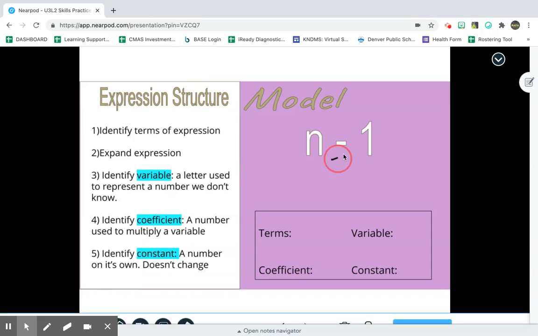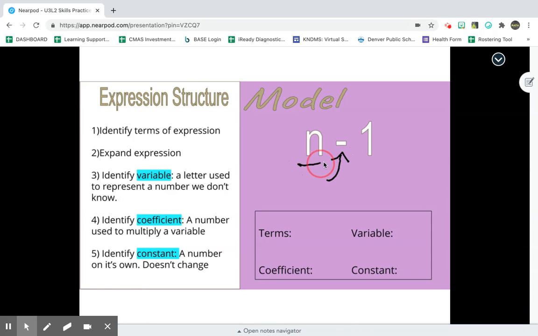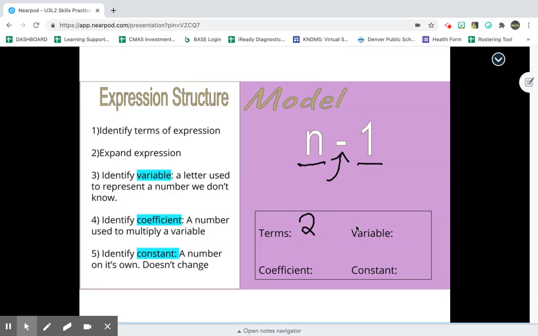As you can see here, here's my operator, my subtraction symbol. Well, what am I subtracting? Well, I'm subtracting this n and this 1. So notice how I underline my terms. I underline the n as a term and the 1 as a term. So how many terms do I see? Well, 1, 2. There's 2 terms here.